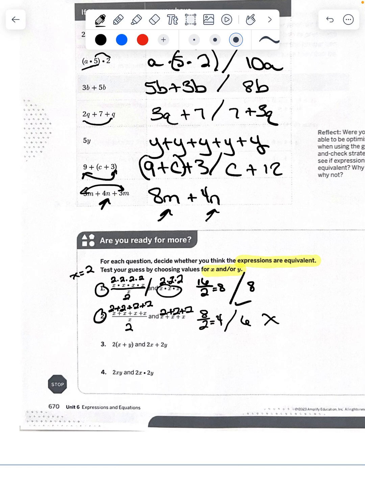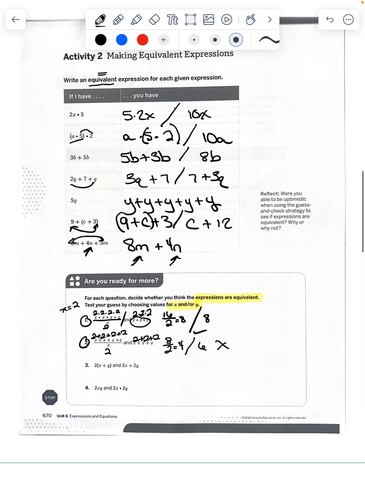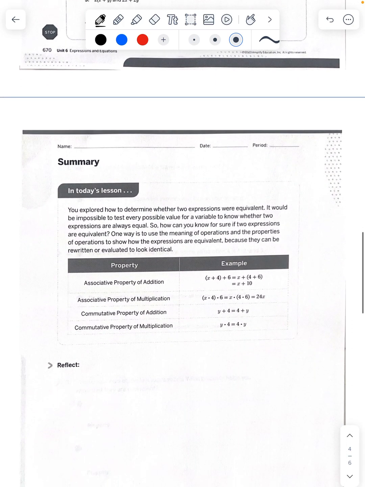Okay, so you may see some problems that look like this in the near future. And again, they look complicated, but you're just choosing a value to substitute in for the variables and checking to see if the expressions are equivalent. I would always choose an easy peasy number like 2 or 3, something very small that you're not going to make a whole lot of mistakes with. Okay. Alrighty. Let's move to the summary.